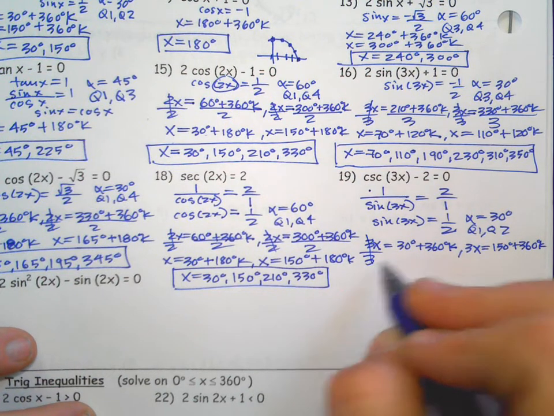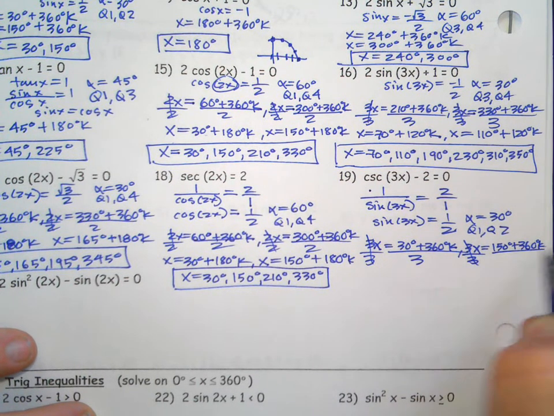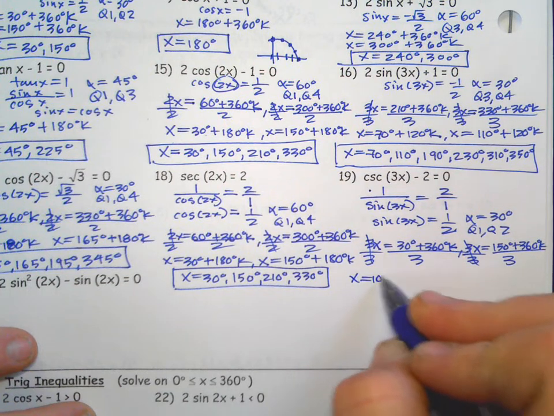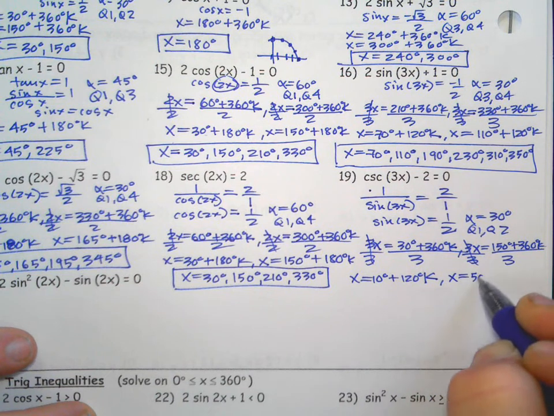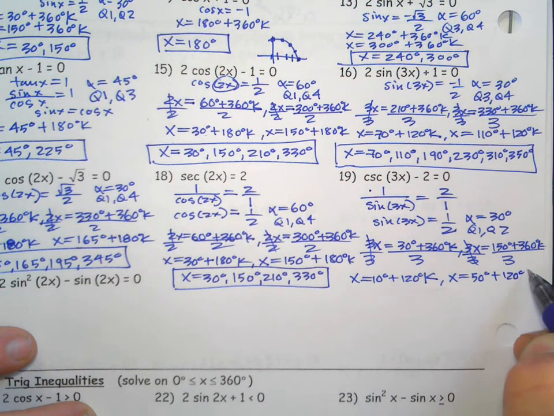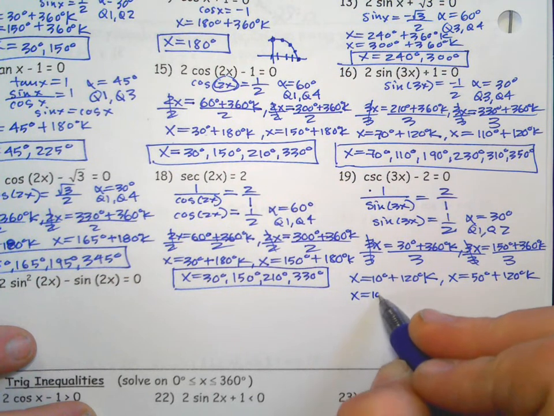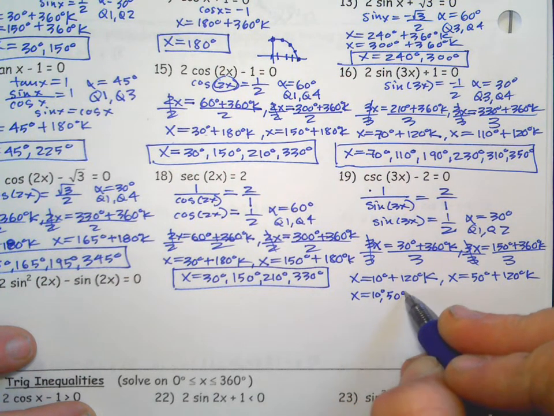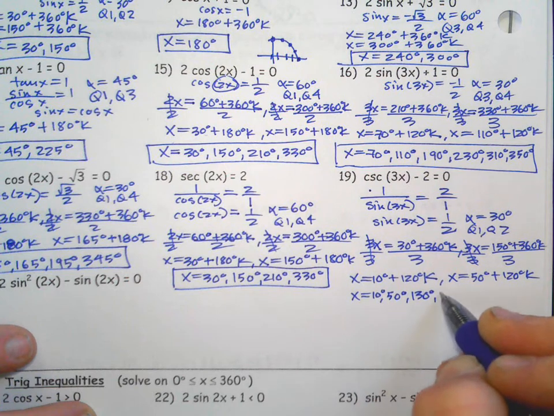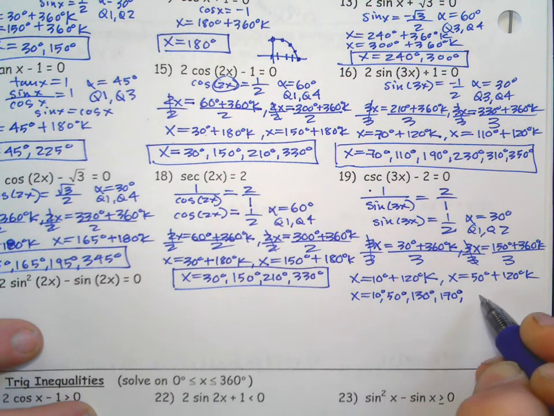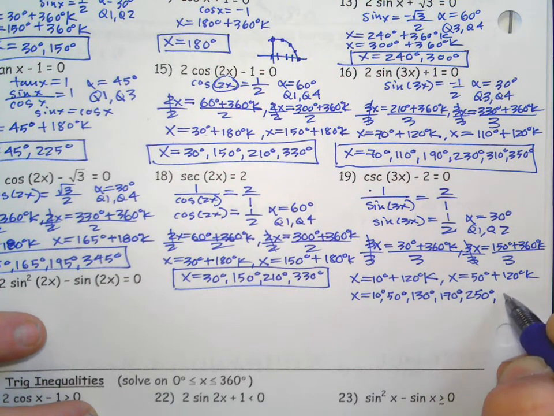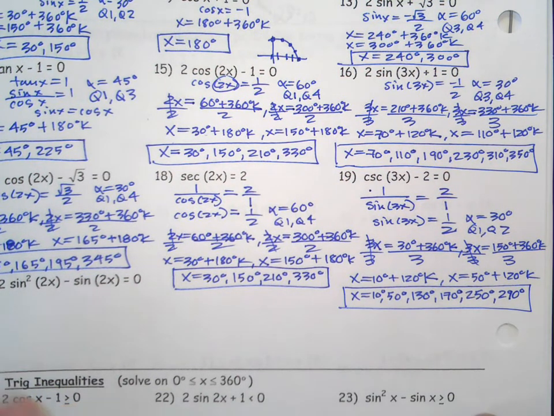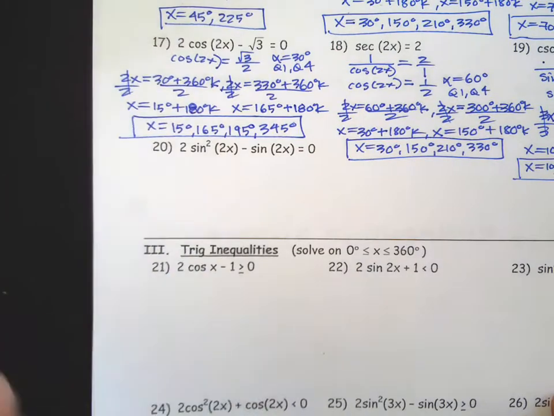Divide by 3, divide by 3, divide by 3, divide by 3. 10 degrees plus 120k. 50 degrees plus 120k. And we get 10, 50, 130, 170, 250, and 290. There we go. 6 answers. Okay. Problem 20.